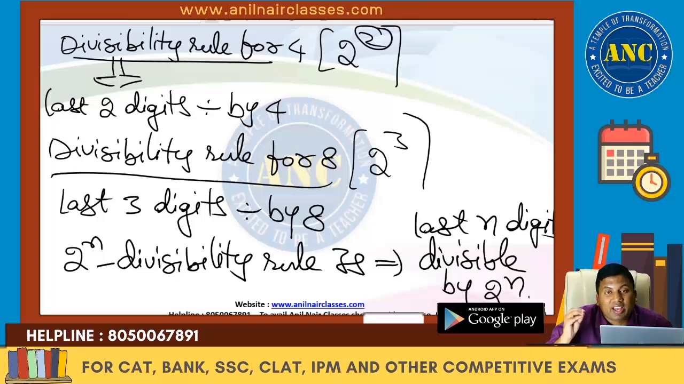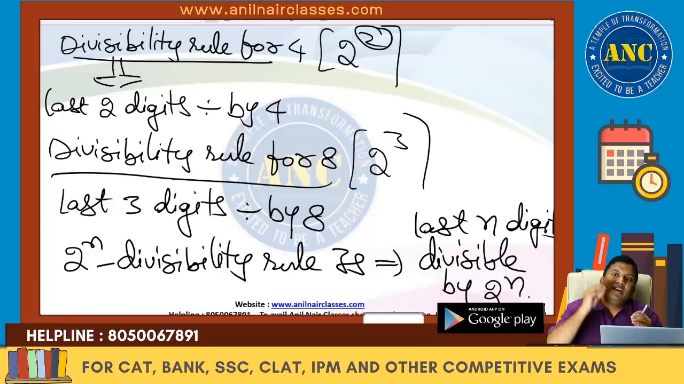2 is nothing but 2 power 1. That is the reason unit digit should be divisible by 2. If it is 4, 4 is 2 square. Last 2 digits should be divisible by 2 power n. If it is 8, 8 is 2 power 3. Last 3 digits should be divisible by 2 power 3. I hope the concept is very clear.